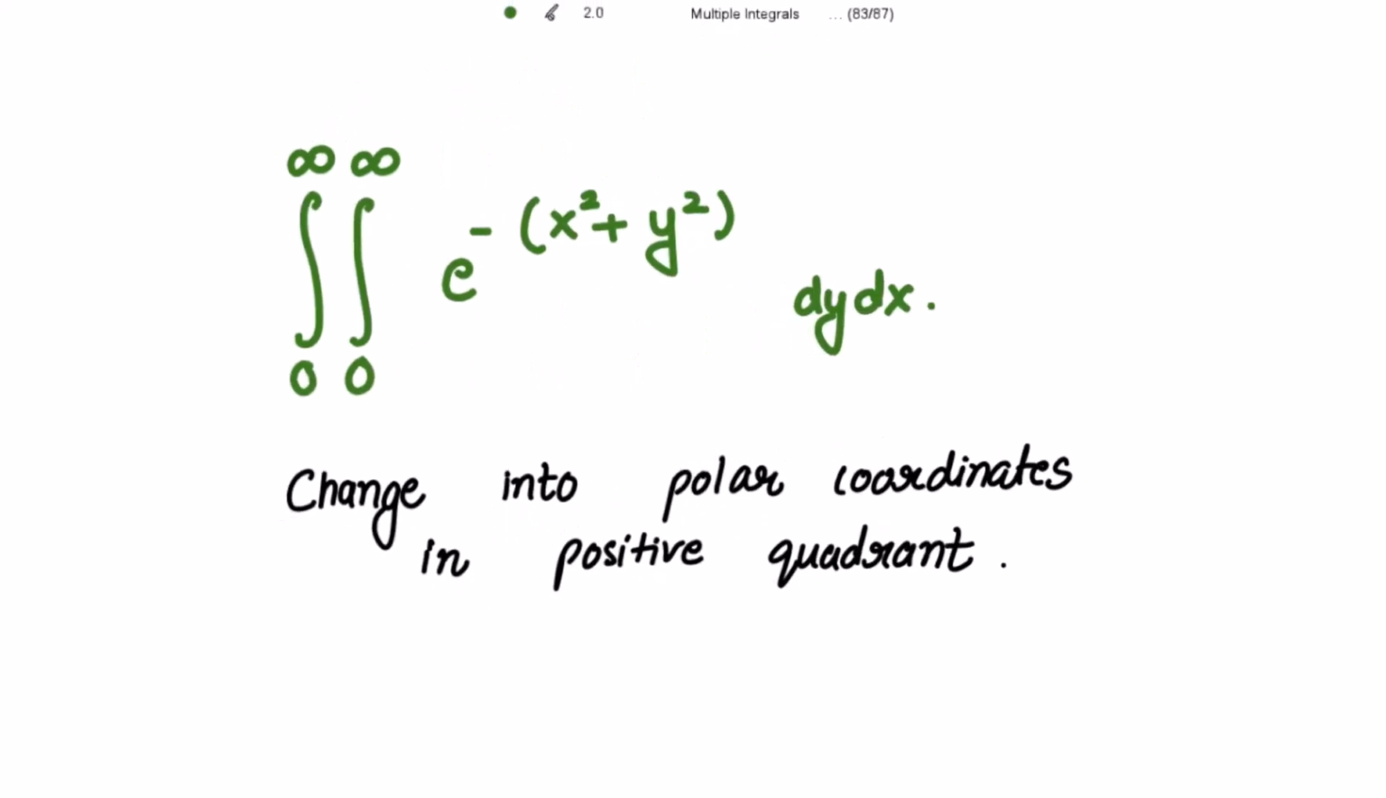Double integral of e to the power negative of x square plus y square dy dx. We need to change the Cartesian coordinates into the polar coordinates in the positive quadrant.